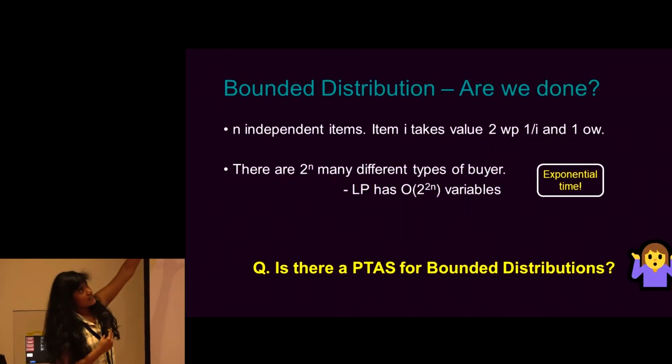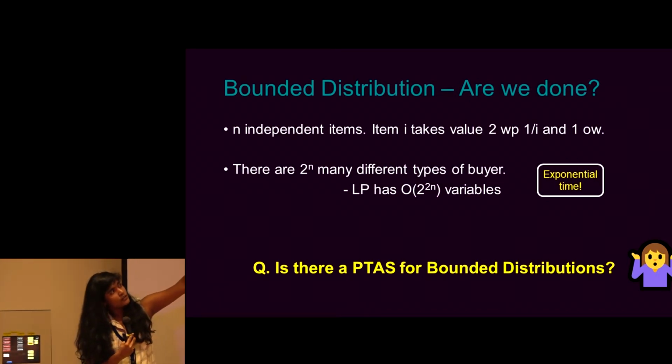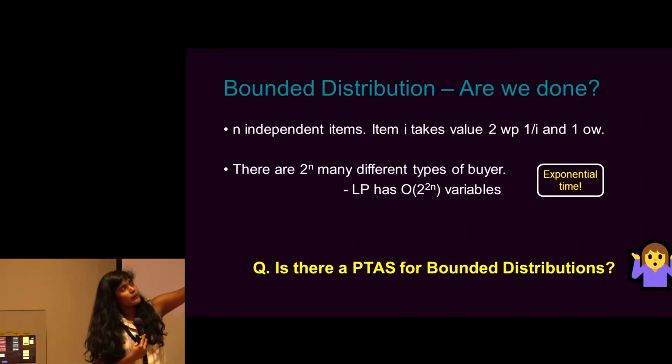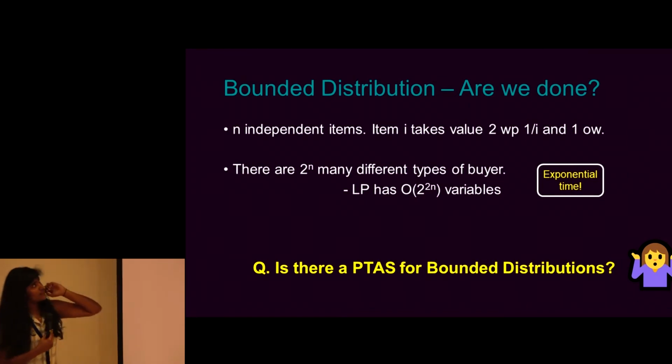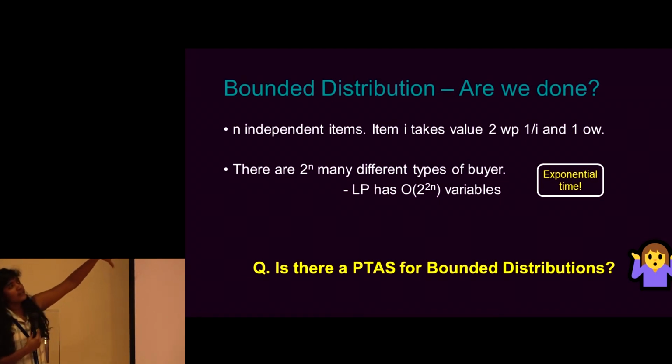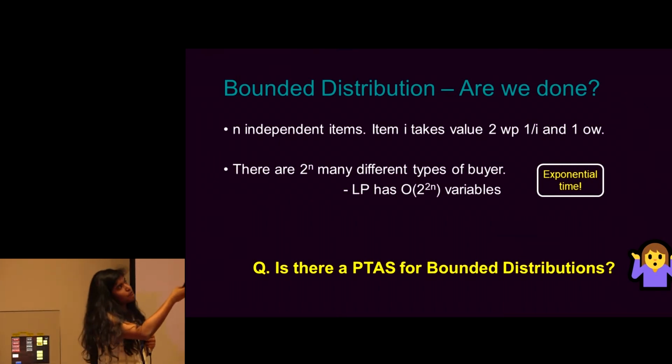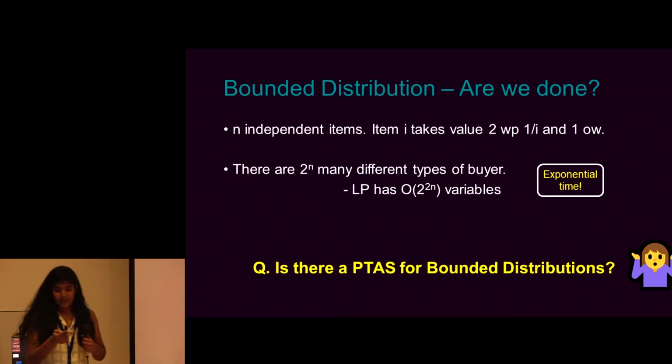Take this very simple example of n product distributions that just take 2 values each. Item i takes value 2 with probability 1 over i and 1 otherwise. So there are 2 to the n many different types of buyers in this case. This is a bounded distribution. And the LP that I showed you before is going to have exponentially many variables again, and this is going to take exponential time.